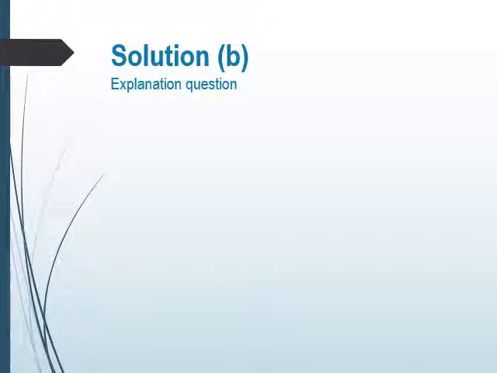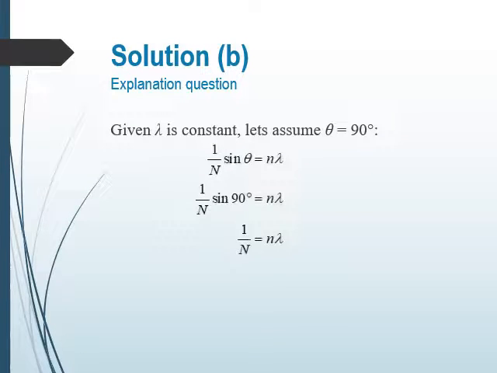Question B is an explanation type question. It asks you what happens if you increase the value of capital letter N. Since you're still using the same incident light, lambda is constant. And let's just assume theta is equal to 90 degrees. We have to make it constant for both cases. So 1 over N sine theta equals n lambda. Sine 90 equals 1. Therefore, we have 1 over N equals n lambda.